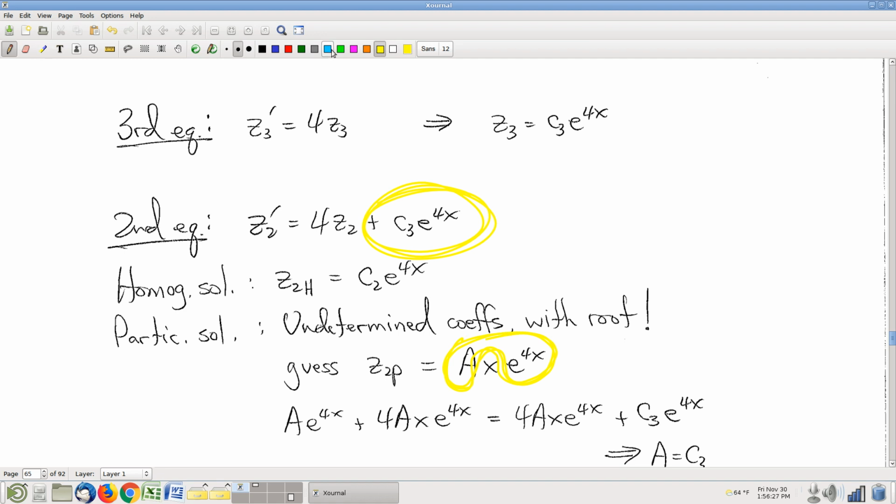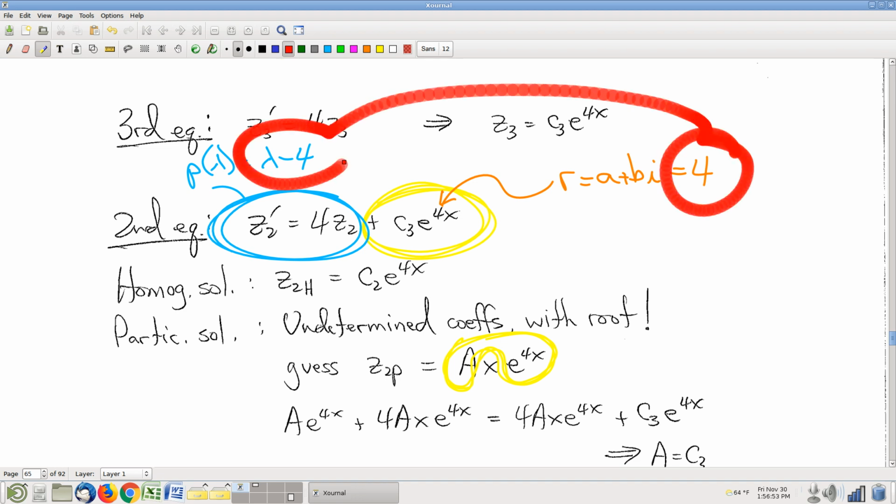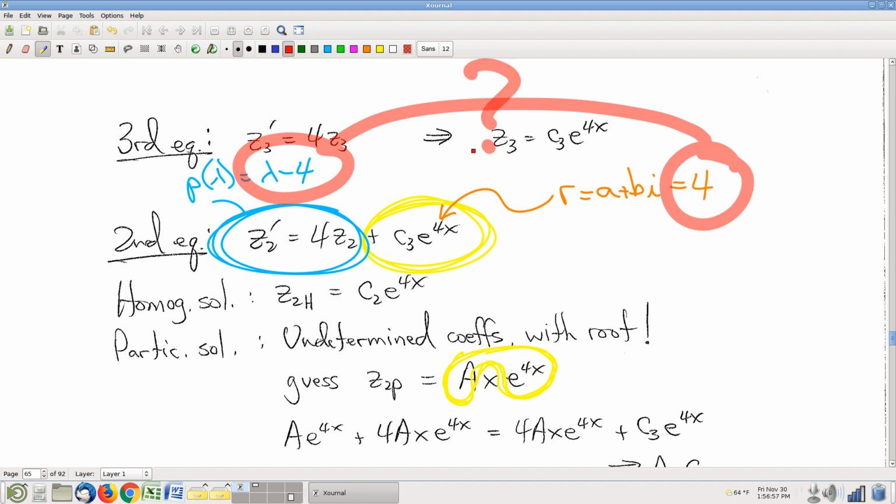But don't forget, you've also got to look over here at your characteristic polynomial. Your characteristic polynomial is lambda minus 4. Your magic number here, a plus bi, is 4. And the question, the unfortunate coincidence we have to be on the lookout for, is: is this magic number a root of that characteristic polynomial? And sadly it is. Well, everybody happy? Got an unfortunate coincidence. So your guess can't just be the naive guess. You've got to put in this extra factor of x in here. Everybody good? Yeah, a bunch of algebra ensues.